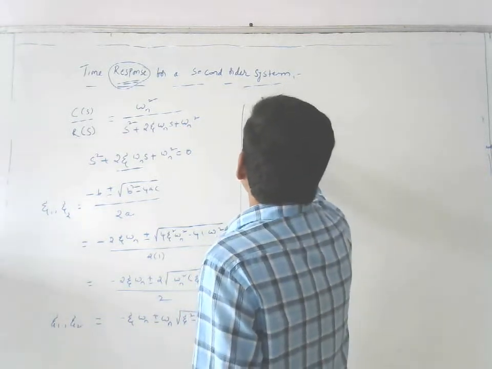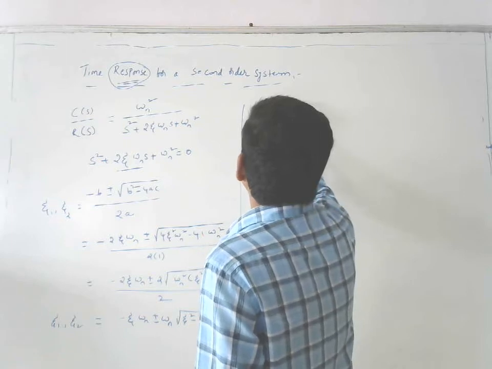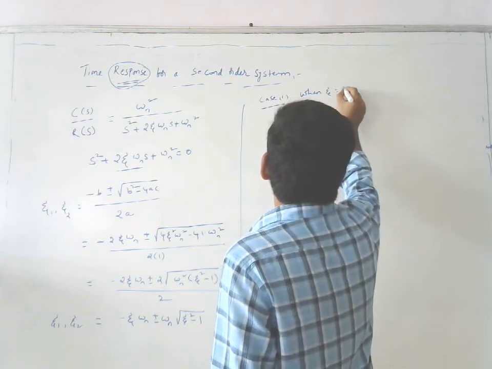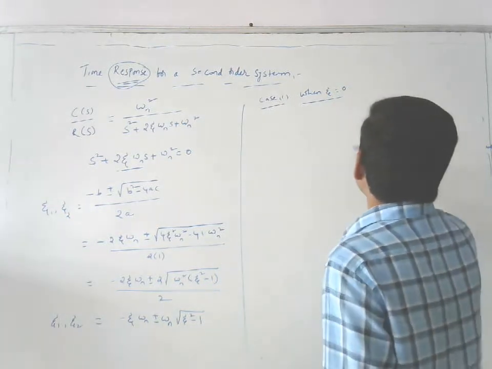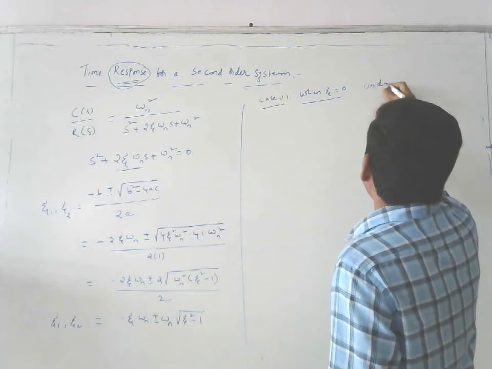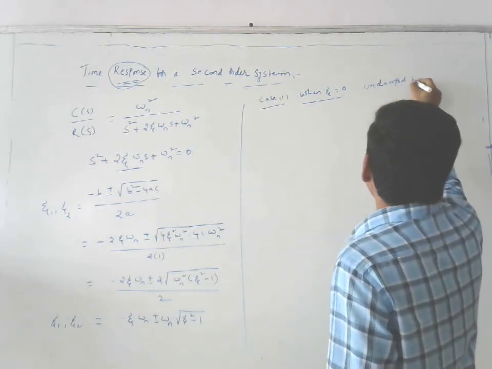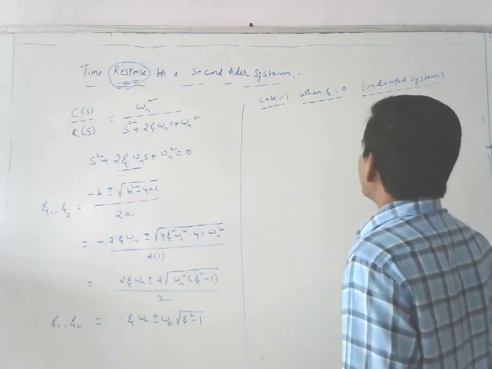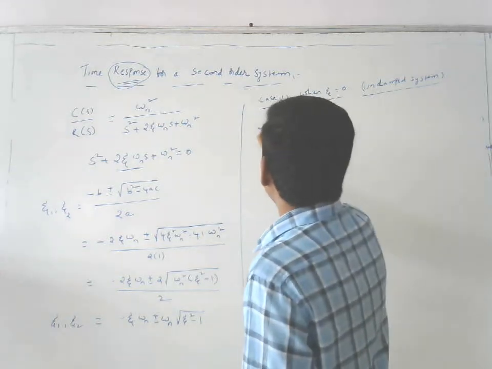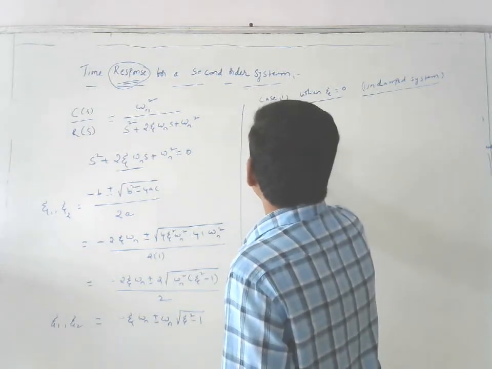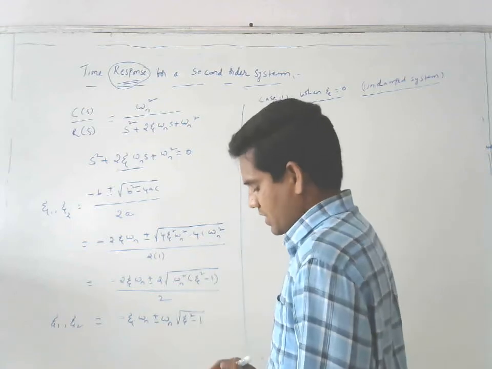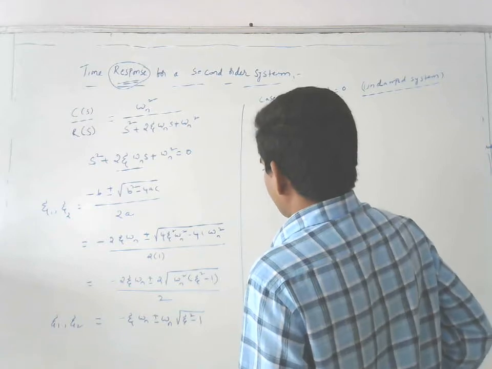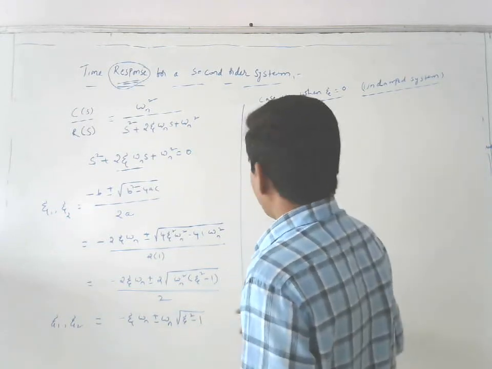Now, what will happen in the first case, case 1, when zeta equal to 0? Which type of system is it? That is an undamped system. What about the roots when zeta equal to 0? What about the s1 and s2 values? s1, s2 equal to, in the place of zeta we need to substitute 0. Then how much value are we going to get?